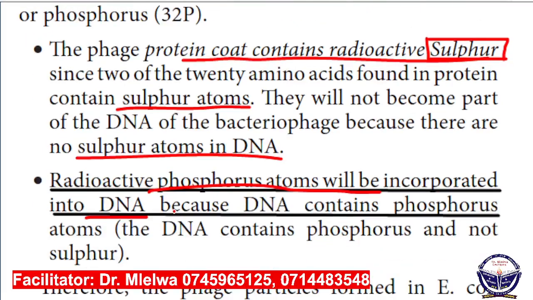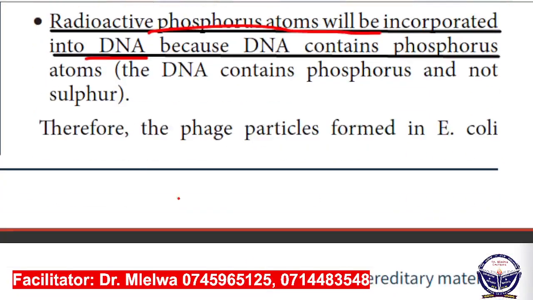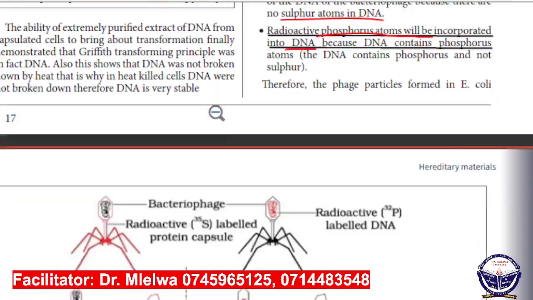Baada ya hapo wakaangalia, je, wale virus watakaotokea wale watakuwa either wana sulfur au wana DNA. Wale virus watakuwa na sulfur au wana DNA. Unaona? Na watakuwa na sulfur au wana phosphorus. Na kile ambacho watakiona kwenye ile virus ndio kitajulisha kwamba okay, kumbe kitu fulani kilikuwa kitu fulani. Therefore, the phage particles formed in E. coli.